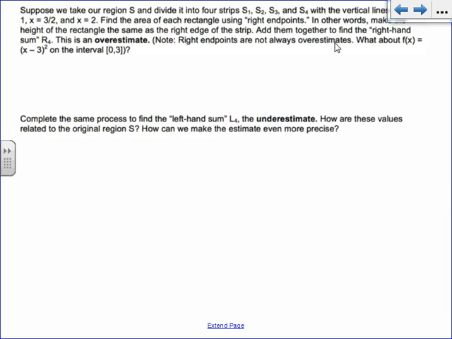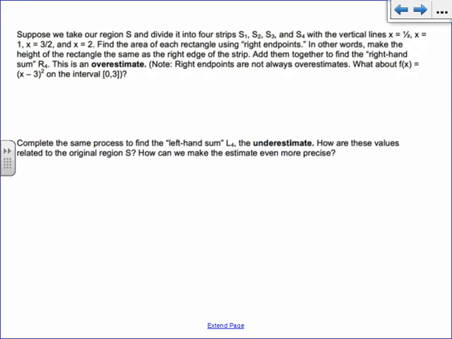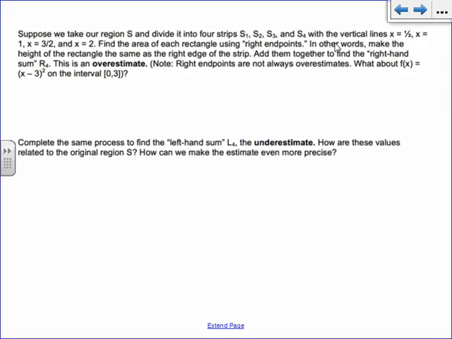So it says, suppose we take our region S and we divide it into 4 strips. So that's what I just talked about, S1, S2, S3, and S4, with the vertical lines at those 4 places. Okay, so at x equals 1/2, 1, 3/2, and 2. We're going to use this to find what we call an overestimate.